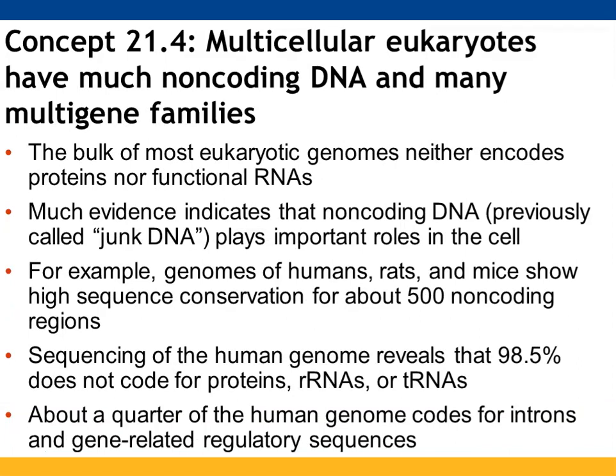So the majority of the eukaryotic genome does not code for proteins or functional RNAs. It was thought initially that this was just junk DNA, but we have learned that it actually does have some pretty significant roles in your cells. Humans, rat, and mice show some very high sequence conservation for about 500 non-coding regions. In the human genome, only 1.5% of it actually codes for proteins, ribosomal RNAs, or tRNAs. About a fourth of the human genome is made up of introns and gene-related regulatory sequences. So, what's going on with a little over 70% of our DNA?